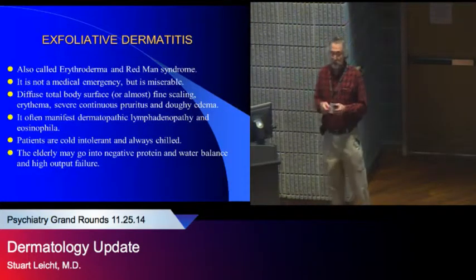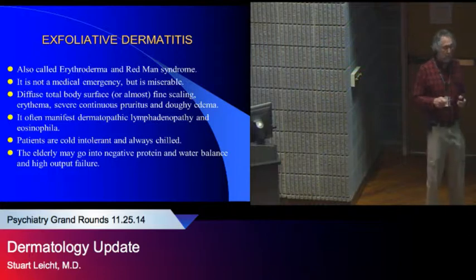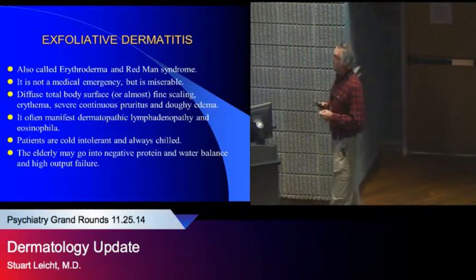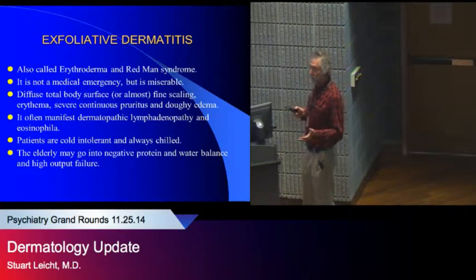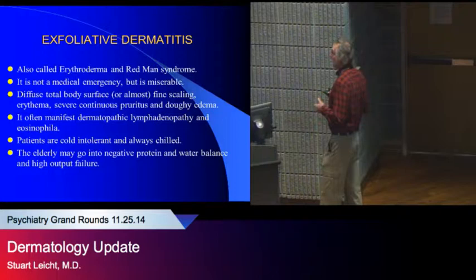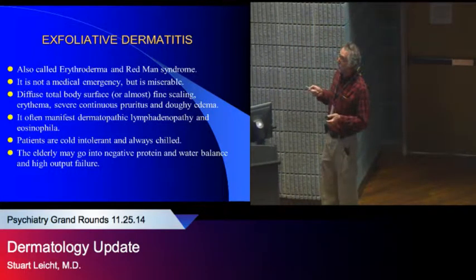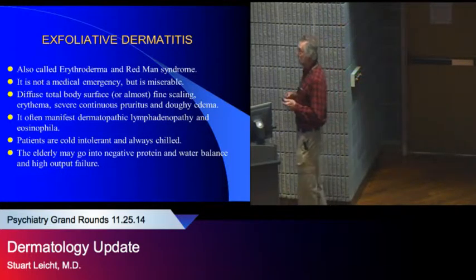Exfoliative dermatitis is a medical urgency. It's not an emergency. This is also called erythroderma, red man syndrome. Patients are miserable with this, but they're not at risk of imminent death. It's a diffuse total body surface eruption of fine scaling, redness, continuous pruritus, doughy edema. It often manifests dermatopathic lymphadenopathy.